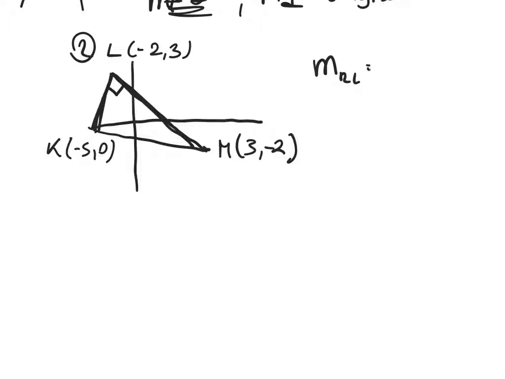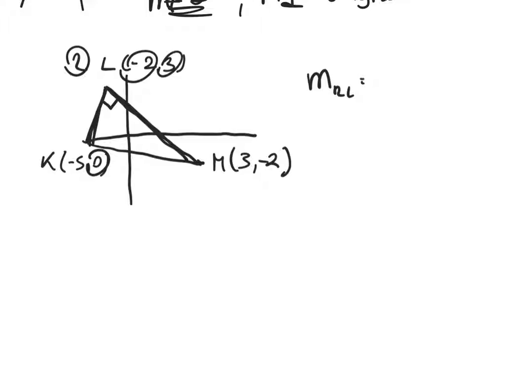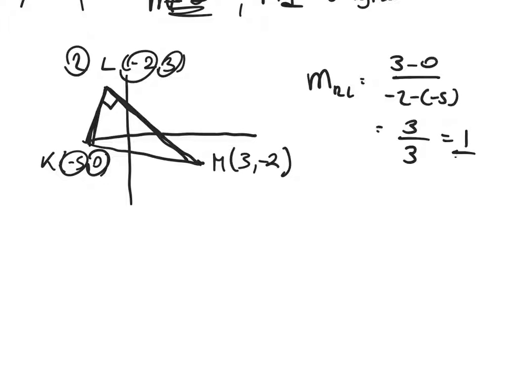So m_KL is equal to 3 minus 0 over -2 minus -5. So that's 3 over -2 plus 5, that's 3 over 3, and that's equal to 1. Now, I think I can anticipate that the gradient of this one, if it's perpendicular, should be -1, since 1 times -1 is equal to -1.